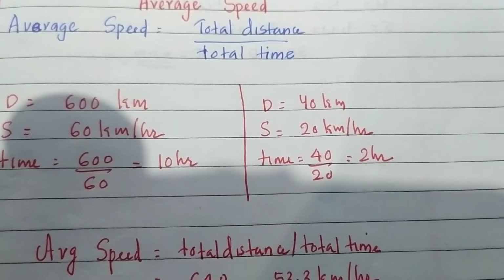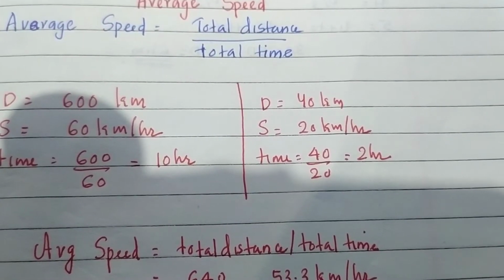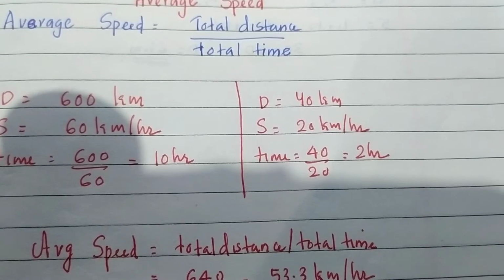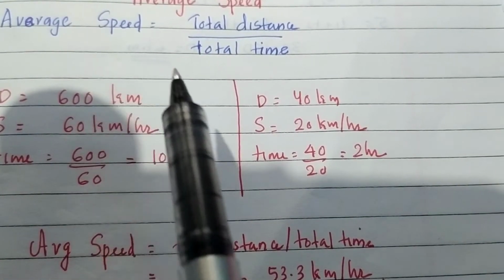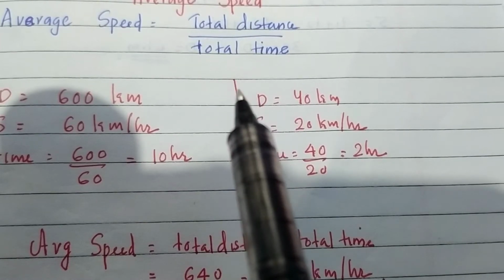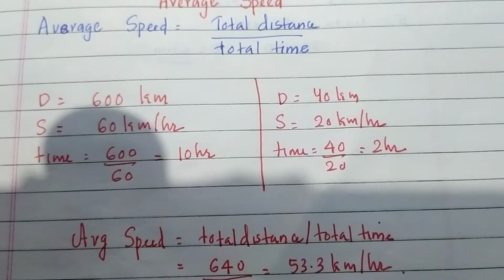In this video, I am discussing average speed. Average speed is an important concept related to time and distance. So, what is average speed? Average speed is total distance by total time.